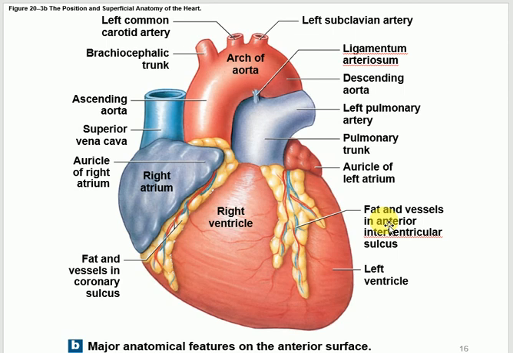Right atrium with the right auricle here. Left atrium, you don't see it, but you see the left auricle. Right ventricle, left ventricle. Look at this. Do you see this yellow? This yellow is fat in the sulcus. So this is the coronary sulcus right here in between the atria and the ventricles. And look at this one. This is the anterior interventricular sulcus. If you rotate to the back, you will see the posterior interventricular sulcus.